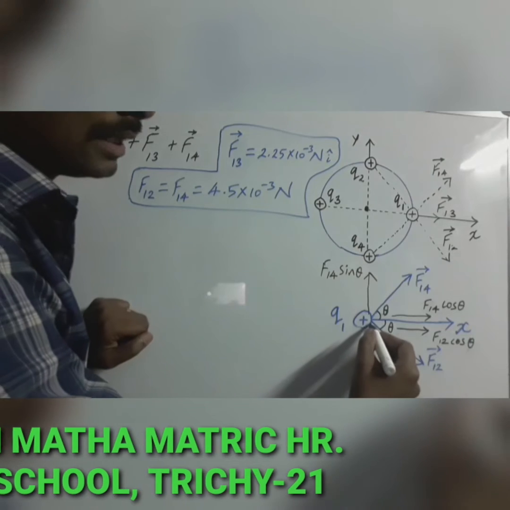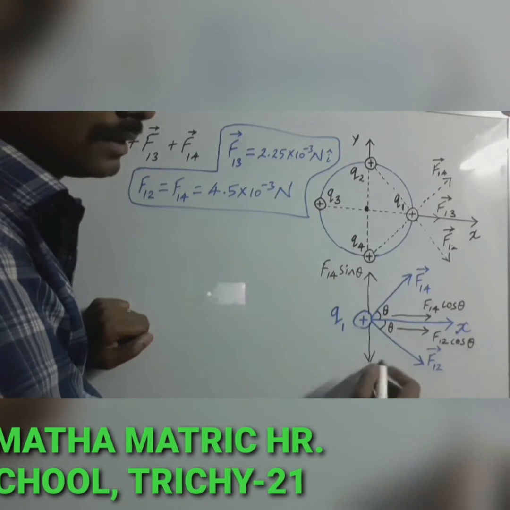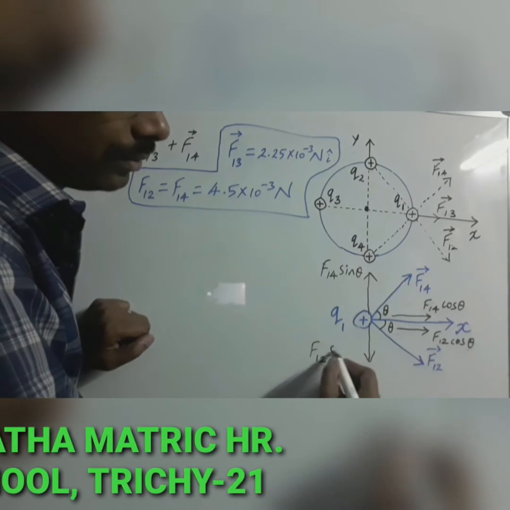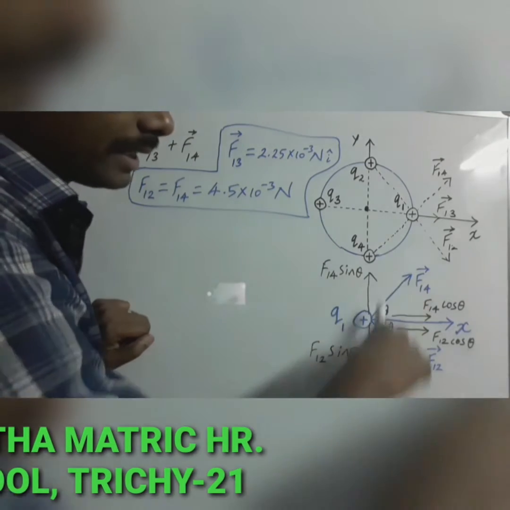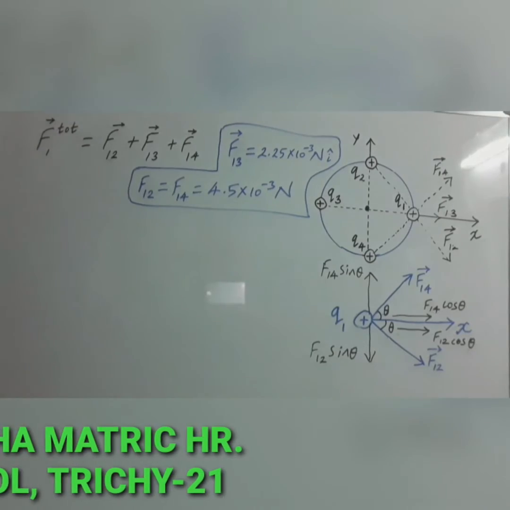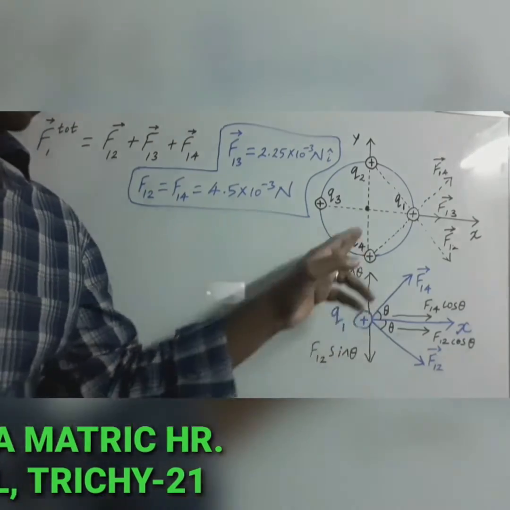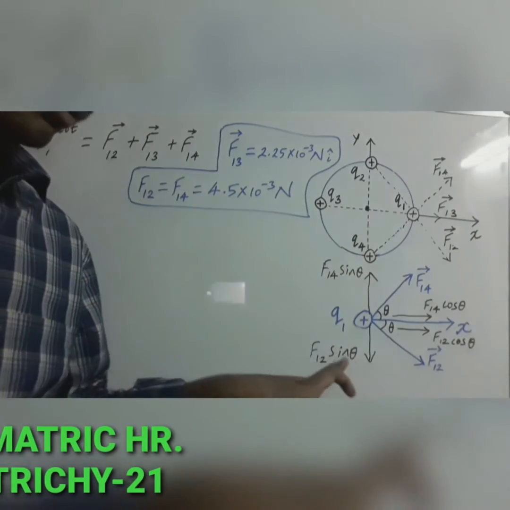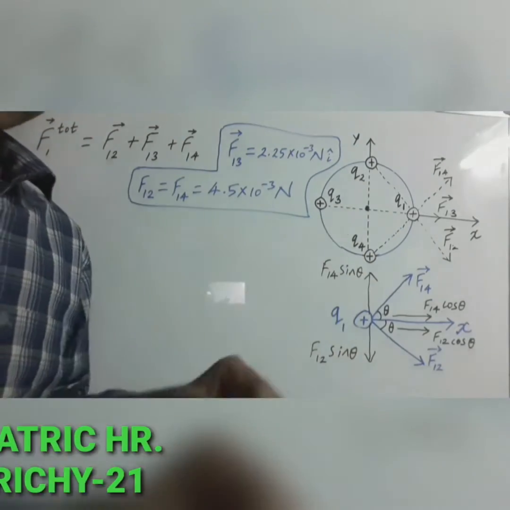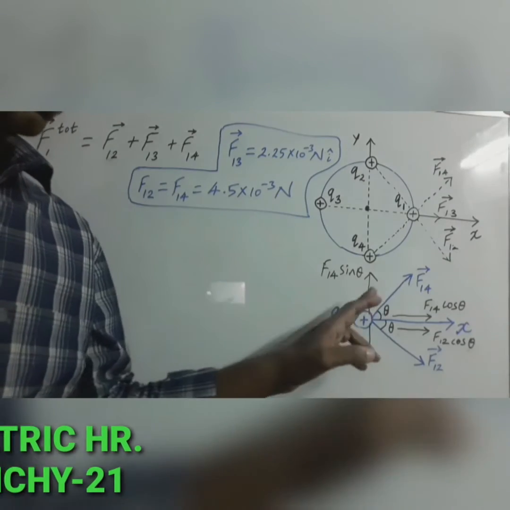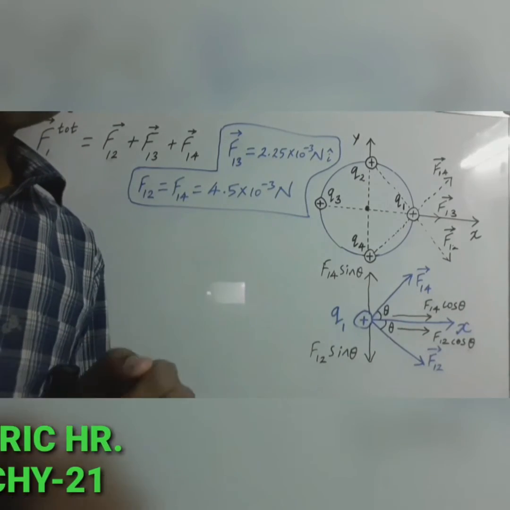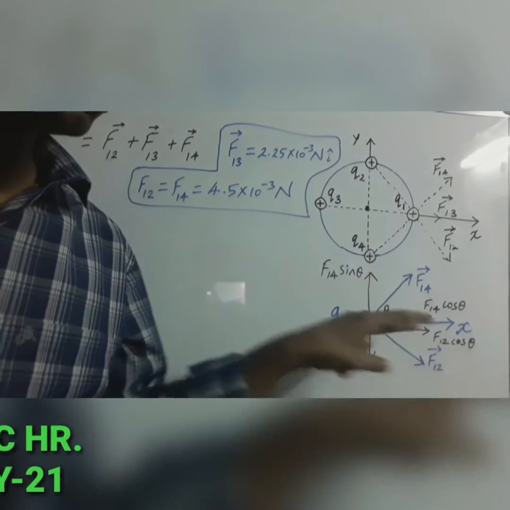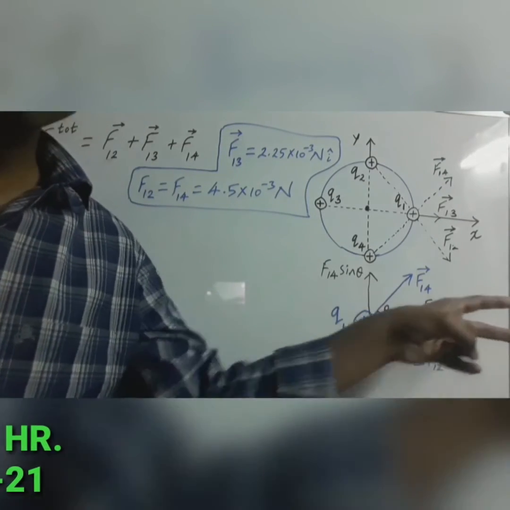Likewise, in the downward direction, the perpendicular component of F12 will be there. So F12 sin theta will act downwards. Here you can easily understand perpendicular components are acting in opposite directions. F14 sin theta and F12 sin theta are in opposite directions. They will cancel each other. So the resultant force will be given by the parallel components F14 cos theta and F12 cos theta, because they both are in the same direction.